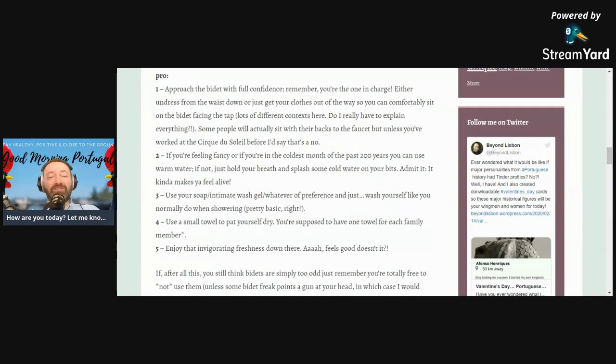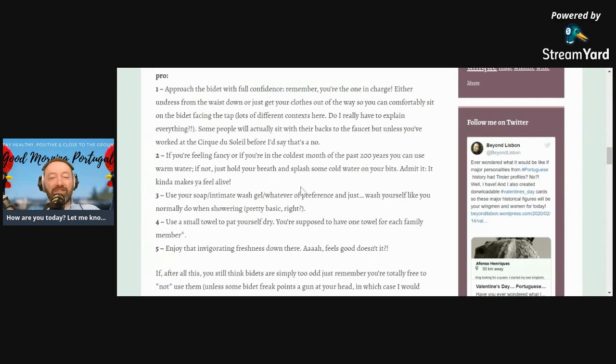These are the questions everyone's afraid to ask, and here she is answering them. So you get on the bidet facing the tap end. Lots of different contexts here. Do I really have to explain everything? Some people will actually sit with their backs to the faucet, which sounds like an expression you might use in life or in an inspirational speech. Backs to the faucet, everyone. But unless you've worked at the Cirque du Soleil before, I'd say that's a no. So face the faucet, guys, which is another great piece of advice, which you could use in many situations.